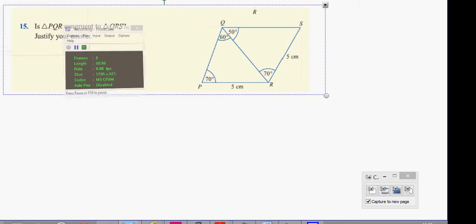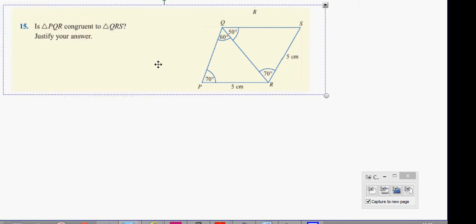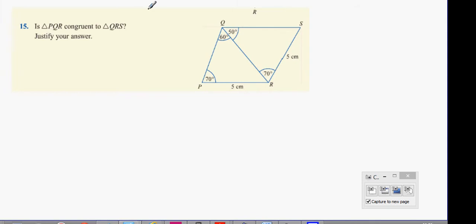The following question: is PQR congruent to QSR? Let's find out. First thing you can do is add the angles, because all three angles have to add up to 180 when added together. So we'll put this one at 50 degrees and this one here at 60 degrees, because both triangles have to add up to 180.